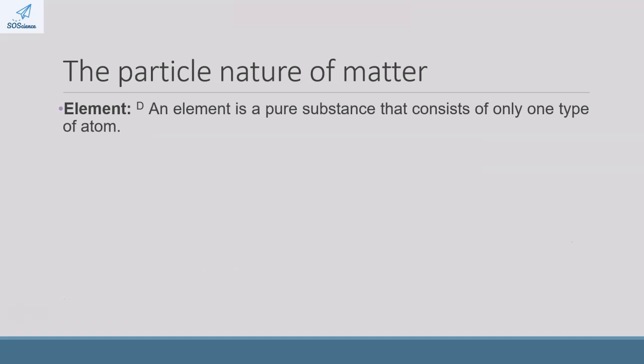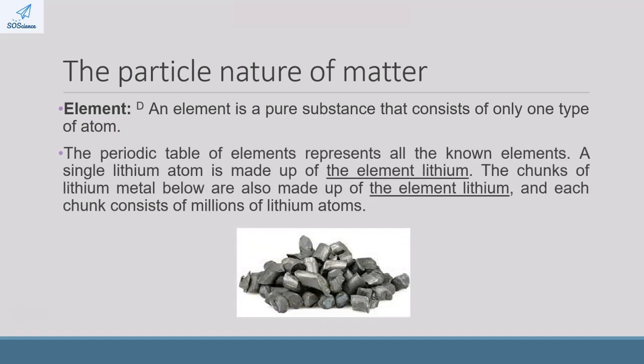That brings us to the next definition of an element. An element may be defined as a pure substance that consists of only one type of atom. Now, what does that mean? So we know that the periodic table of elements represents all the elements known to us. Now, in the previous slide, we saw a single lithium atom made up of 3 protons, 3 electrons, and 4 neutrons. And so that is a single lithium atom.